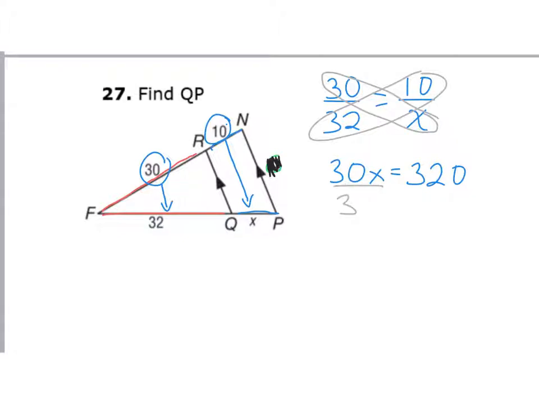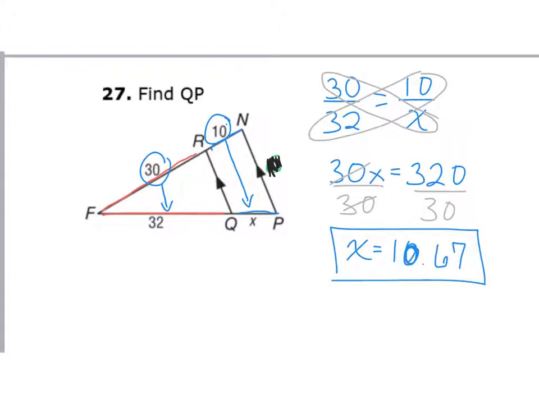Divide both sides by 30, and x equals 320 divided by 30, which comes out to 10.6 repeating, which is 10.67. We don't have units, so we'll just leave it at 10.67.